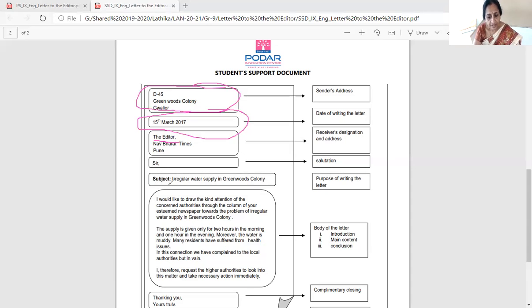So you will have the subject. Here, the subject of this letter is irregular water supply in that particular colony. So he wants to make some complaint, or he wants to let the local newspaper know. Through the local newspaper, maybe he's trying to address somebody senior or the person concerned with this matter. So he's telling you the subject of the letter is irregular water supply in his colony. So that is the purpose. The subject needs to be the purpose of what you're writing this letter for.